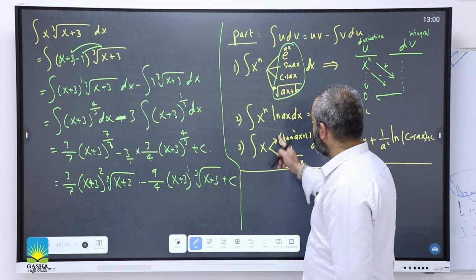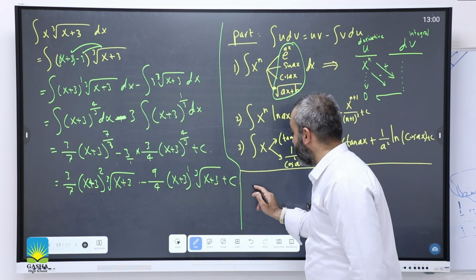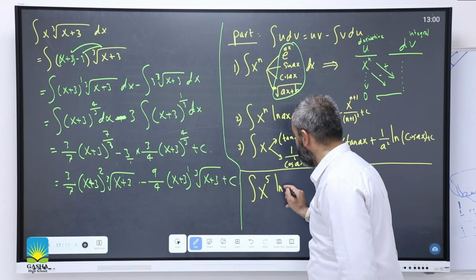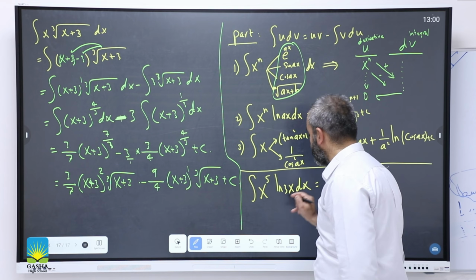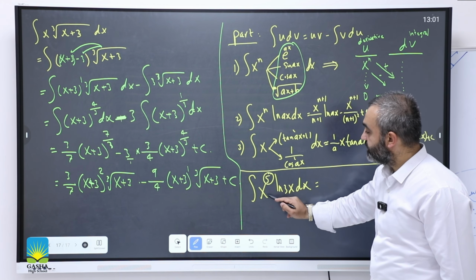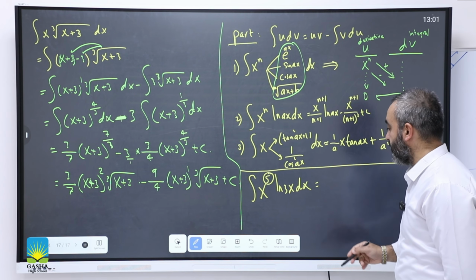First, we start with x to power n ln x. Integral x to power 5 ln 3x. What is the result for this? So we have 5 replaced with n.